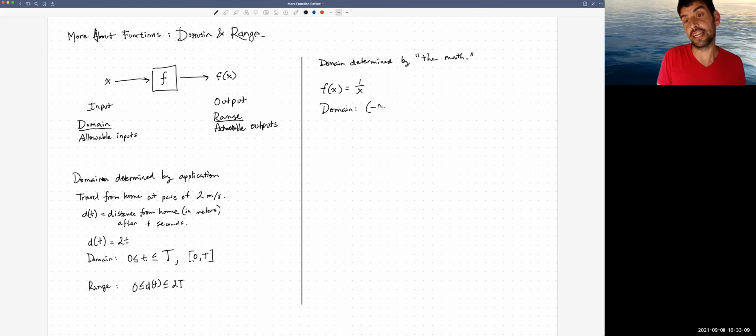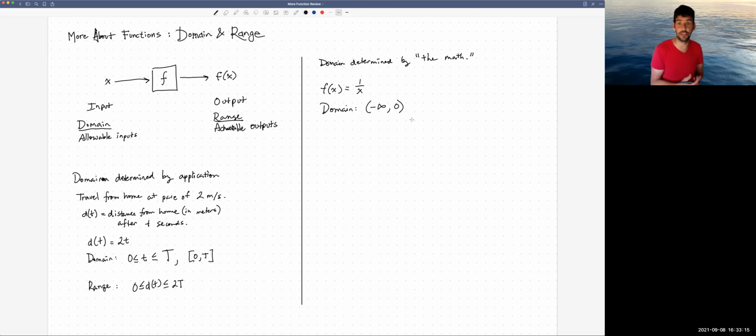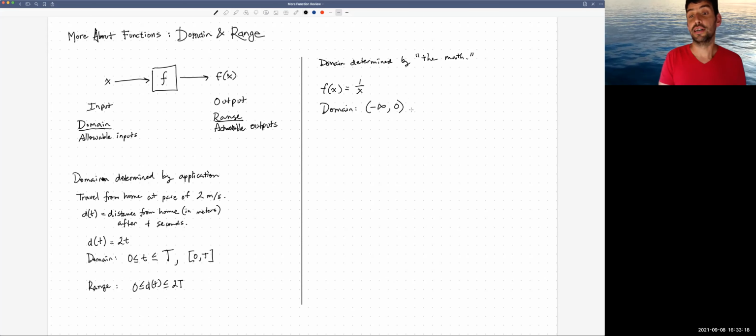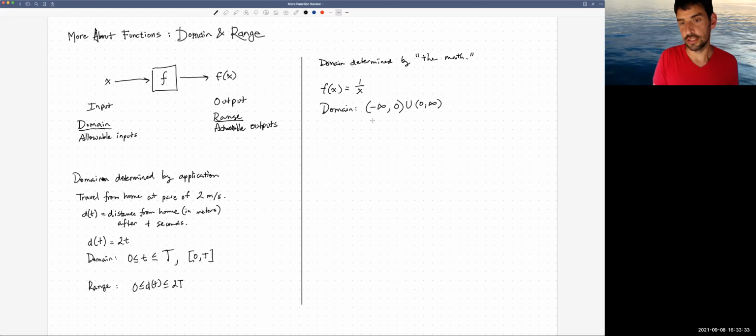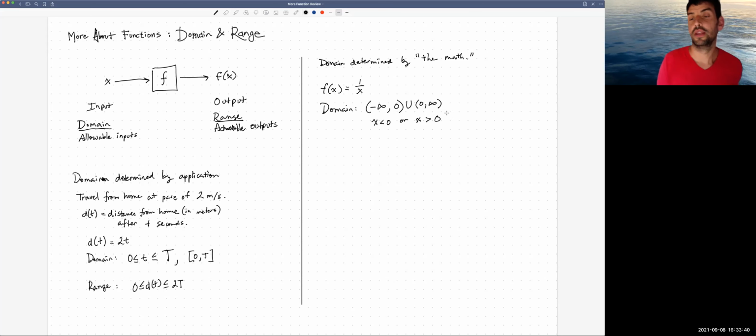We can start at -infinity and go all the way up to 0, but we cannot include 0, right? 0 is our single value that cannot be divided by, right? Doesn't have a reciprocal. But then there's also all the positive numbers. So we have our little union symbol, and we can go from 0 up to positive infinity. We might also write this as, let's say x is less than 0, or x is greater than 0.